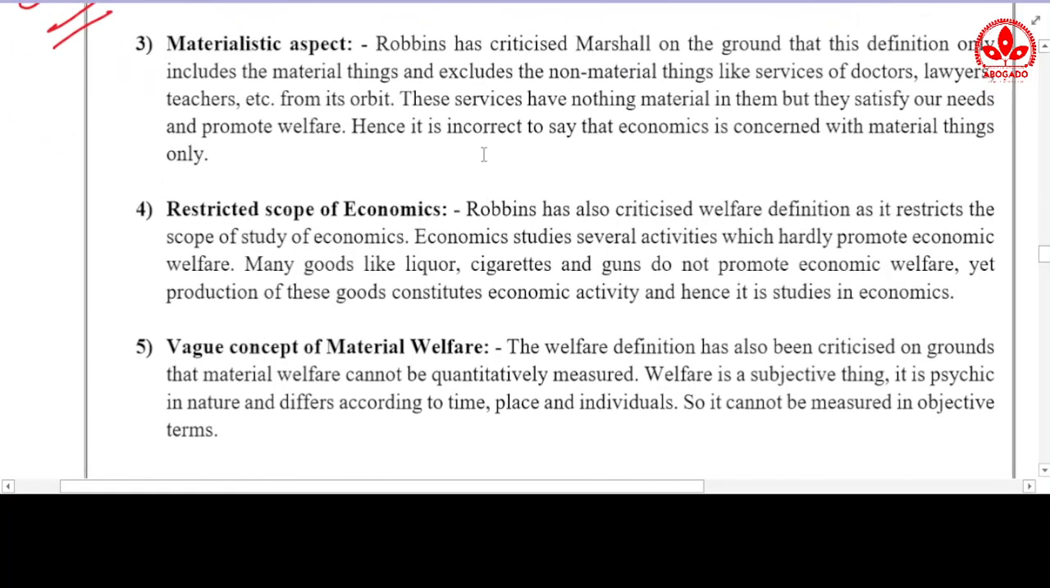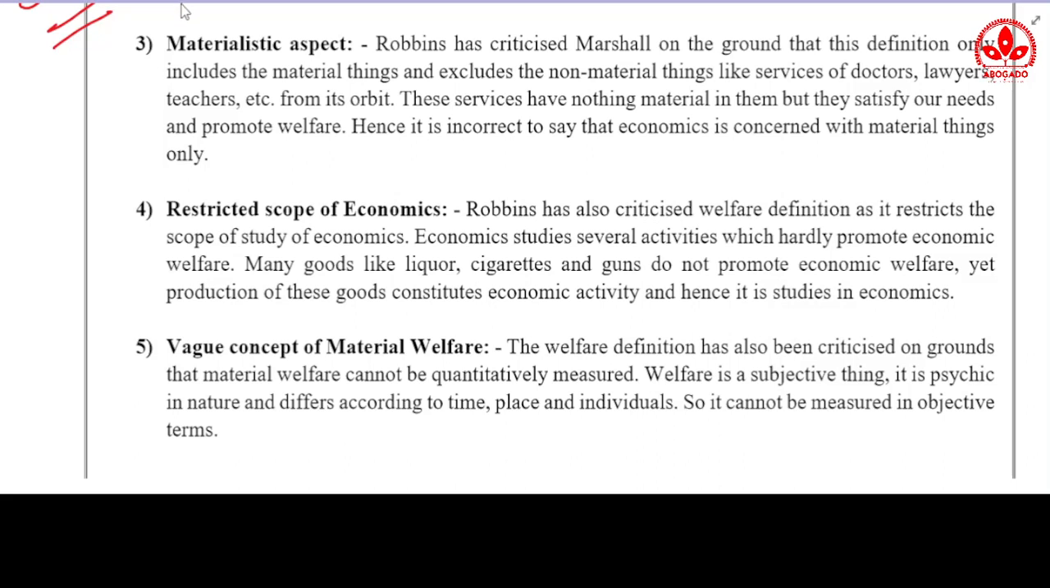After that, if we come to the materialistic aspect, now Robbins has criticized Marshall on the ground that this definition only includes the material things and excludes the non-material things like services of doctors, lawyers, teachers, etc. from its orbit. These services have nothing material in them, but they satisfy our needs and promote welfare. Now, the welfare definition, although it is an extended version of the wealth definition, still lays focus on materialistic things only.